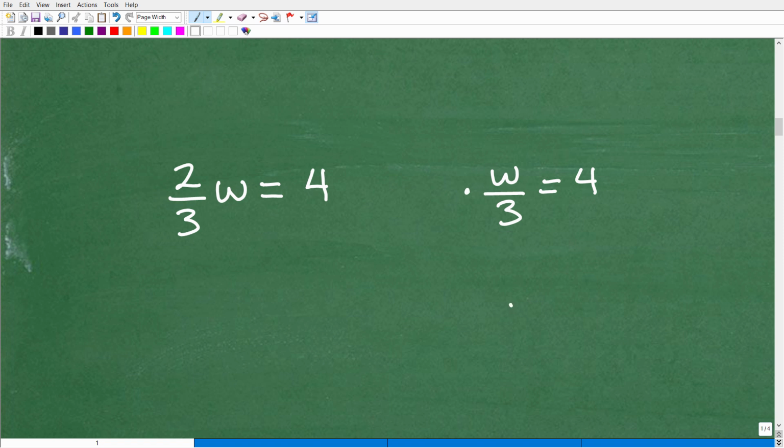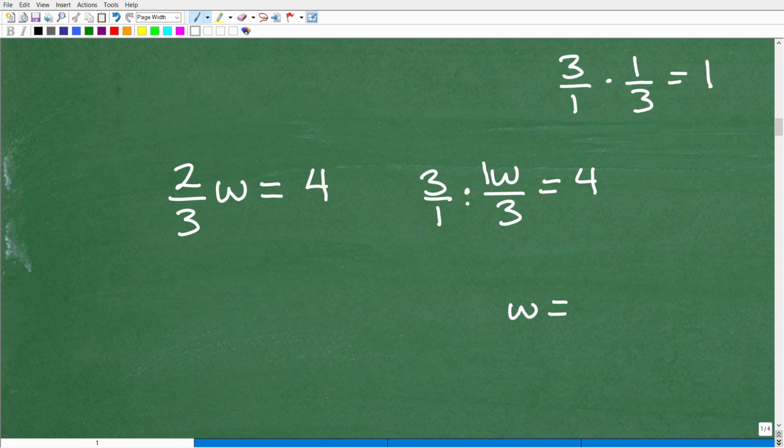So again, my goal is to get a W by itself. So if I have a W divided by 3, what if I just multiply this by 3? Now you have to know a little bit about fractions, because this is really 1 over 3. So if I have 3 times 1/3, if you can understand or see that. You do need to know basic fractions for sure when you're dealing with algebra, but 3 times 1/3 is going to be 1, not 3.